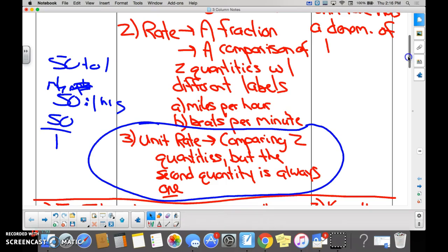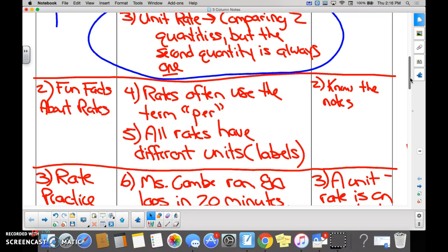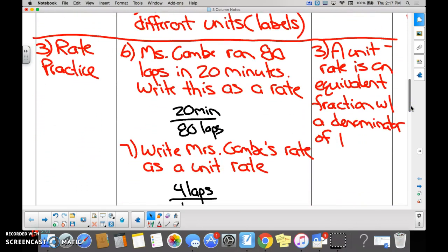Okay? All right, so moving on down to number 2, fun facts. If you hear the word per, you're usually talking about a rate. And then, like you just said, all rates have different units or different labels. Number 3, Miss Gamby ran 80 laps in 20 minutes. Write this as a rate.